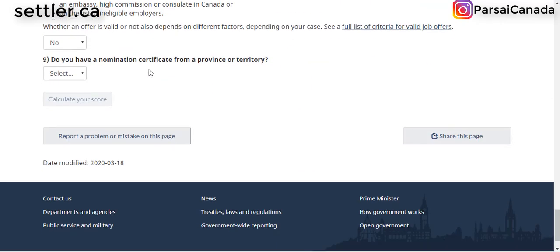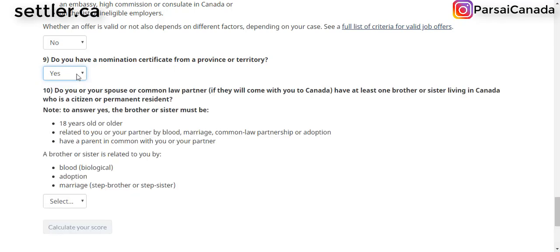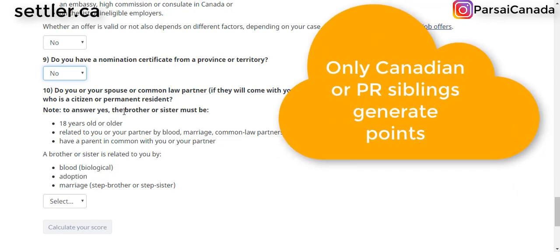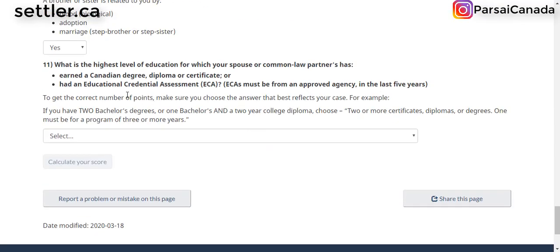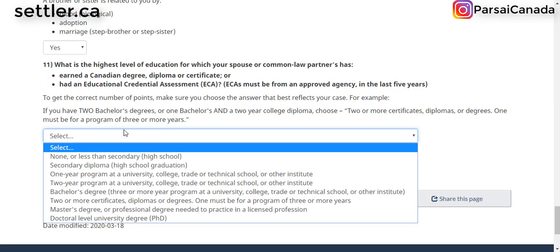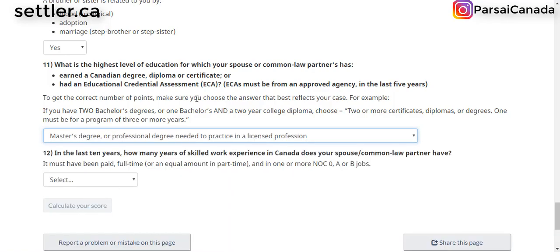Do you have a nomination certificate from a province or territory? Let's say no, it's better. Do you have a spouse or common law partner that has at least one brother or sister living in Canada, or do you yourself have a brother or sister in Canada? Let's say the answer is yes. What is the highest level of education of your spouse? Again, I pick, say, a master's degree.